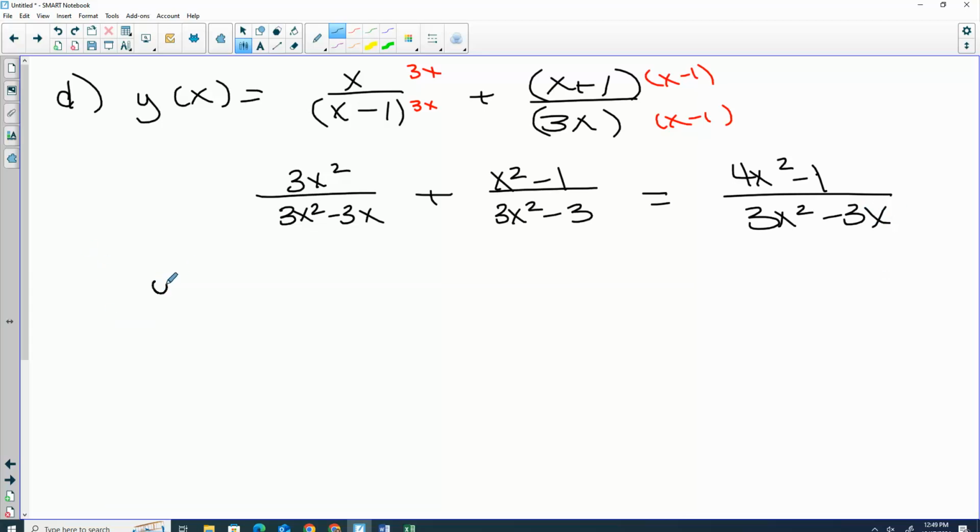Why is there no x on the first denominator? It's just 3x squared minus 3. There, in that second term there. Okay.